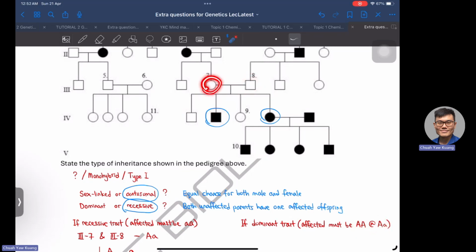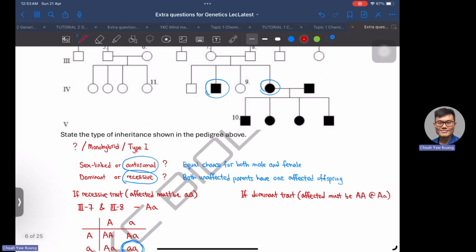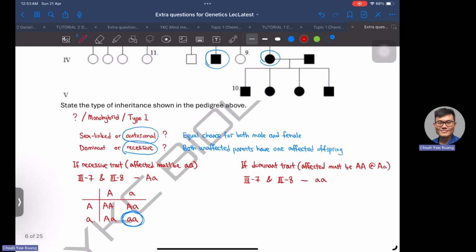And those that are not affected must be homozygous recessive, if it is a dominant trait. So in this case, that will mean that individual 3, 7 and also individual 3, 8 must have the genotype homozygous recessive already. If they are homozygous recessive, then when you do the cross, both individuals can only produce one type of gamete.